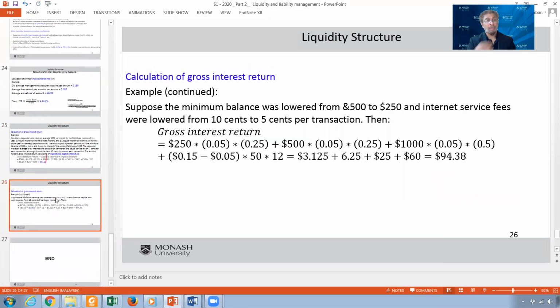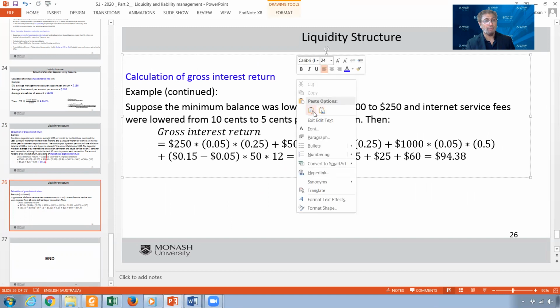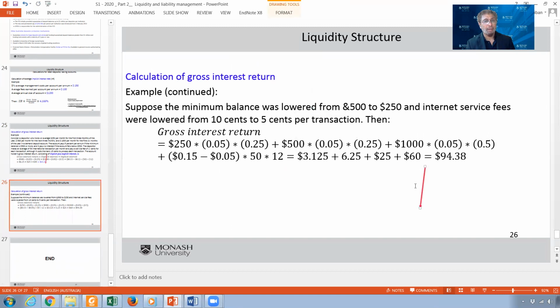Now you can go here, it's the same thing. We just change it, supposing the minimum balance is lowered from 500 to 250, which means I will give you interest on 250 for the first 3 months. It's the same thing for the second 3 months, and this is for the 6 months. And then this is the fees. And this is what you cost, 94.38.